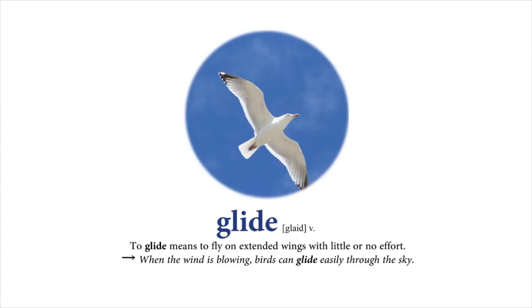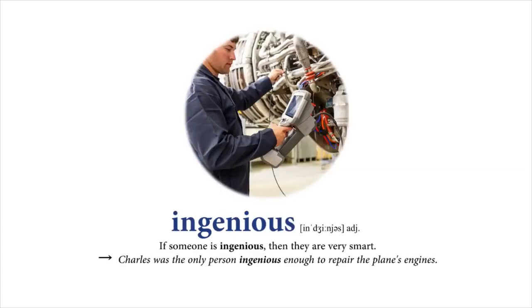Glide. To glide means to fly on extended wings with little or no effort. When the wind is blowing, birds can glide easily through the sky. Ingenious. If someone is ingenious, then they are very smart. Charles was the only person ingenious enough to repair the plane's engines.